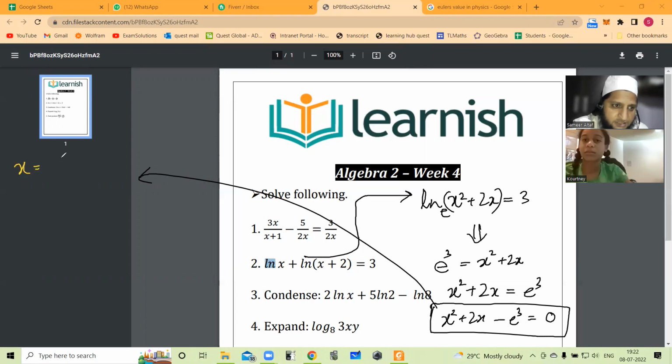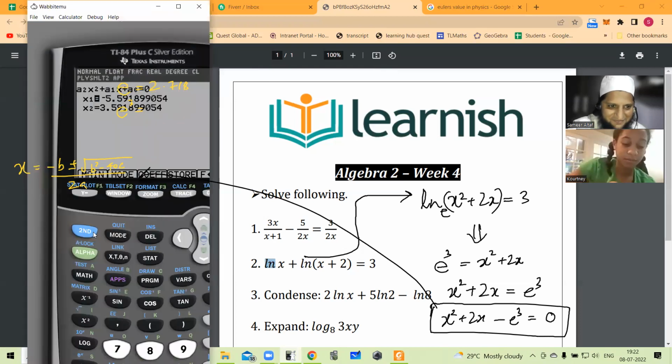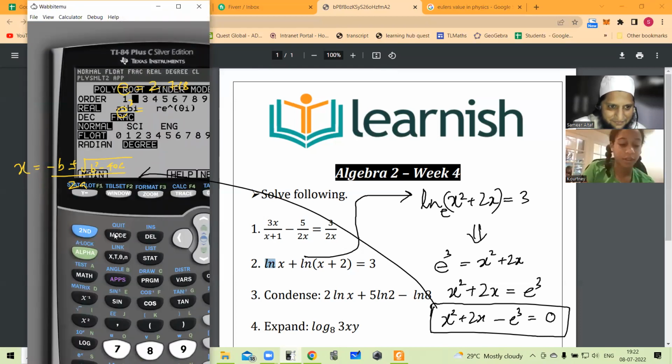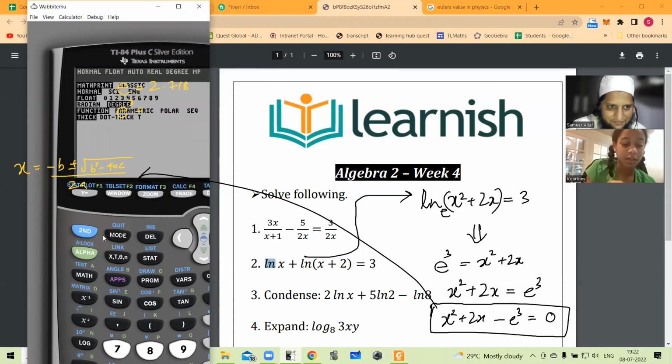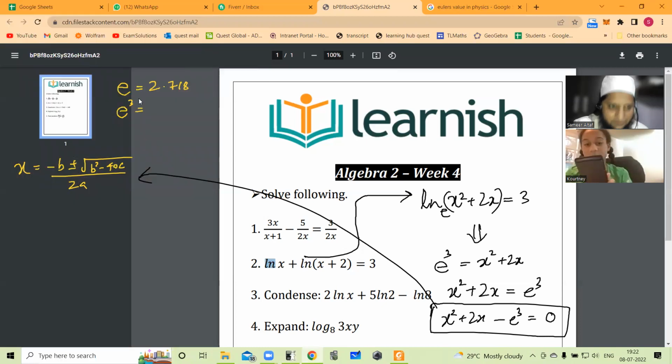So the quadratic formula is x equals negative b plus minus square root of b squared minus 4ac, divided by 2a, right? Since I told you e is having the value of 2.718, right? So e to the power 3 is 2.718 to the power of 3, I got 20.0792. 20.079. Okay, fine.